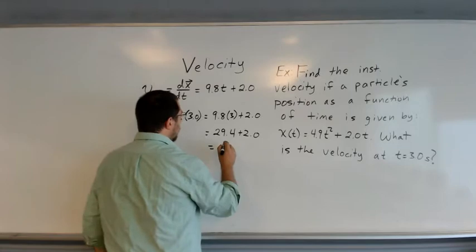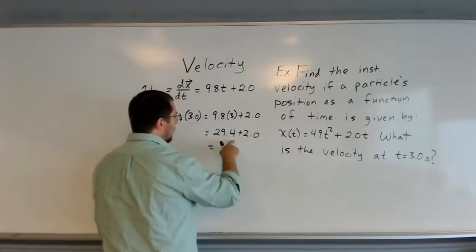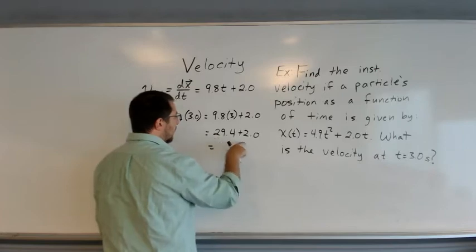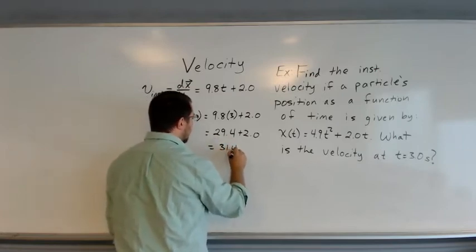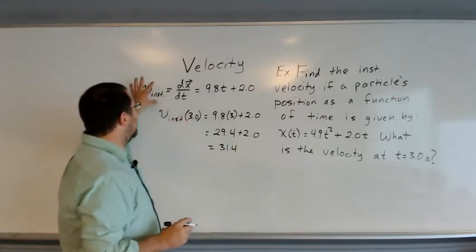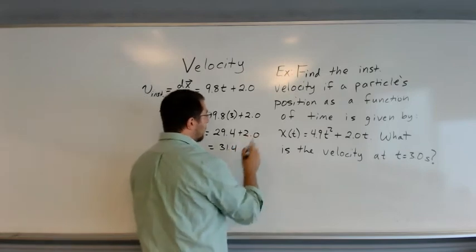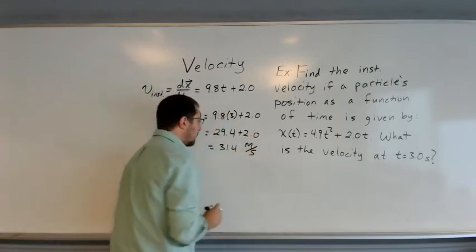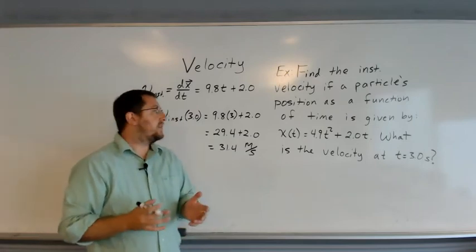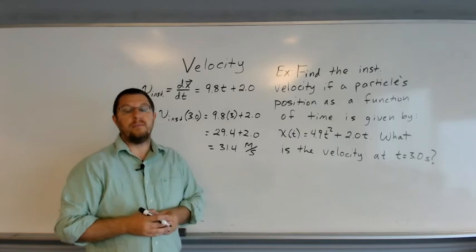But at this point, when we plug in 3, we're going to get 29.4 plus 2, which is 31.4. The units on our velocity, if we're in SI units, and we assume we are, will be meters per second. So after 3 seconds, my object will be moving at 31.4 meters per second.